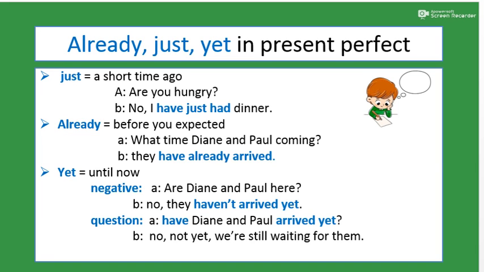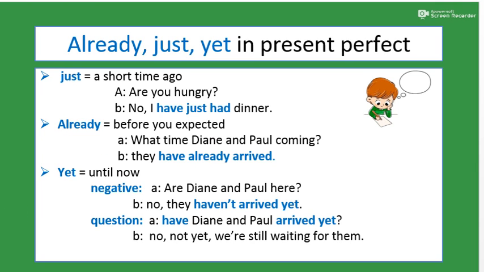Okay, next one, yet. Until now. Negative and question form we can use this. Are Diane and Paul here? No, they haven't arrived yet. Question. Have Diane and Paul arrived yet? No, not yet. We are still waiting for them.